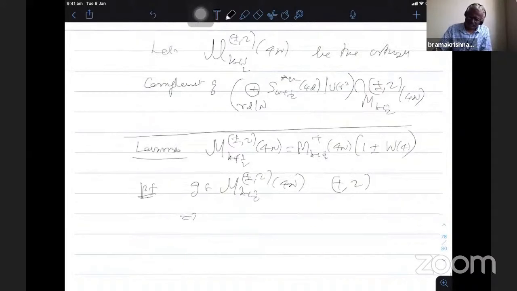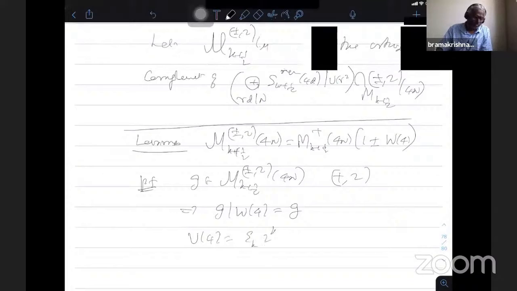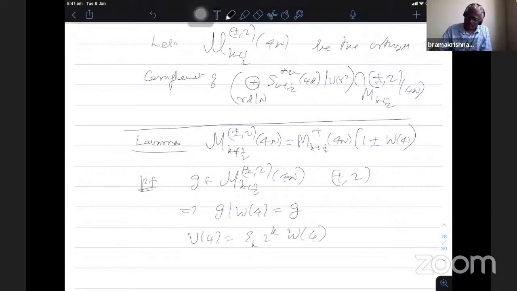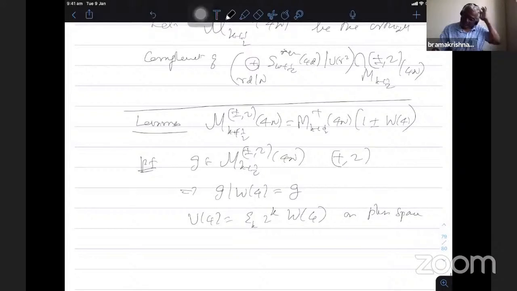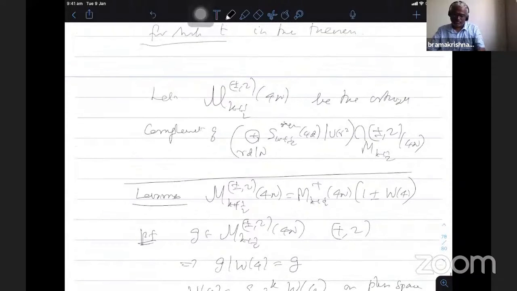So this means G bar W4 equals G. Note that U4 is epsilon_k 2^k W4 on the first space, so there is an extra epsilon_k factor. Now G is in M_{k+1/2} plus/minus 2. Since I am taking the orthogonal complement of all these spaces, it will be a form of the plus space and its duplication.